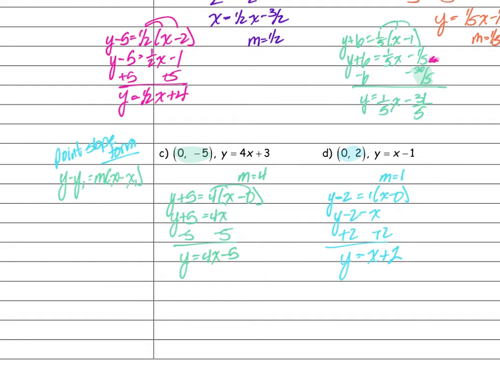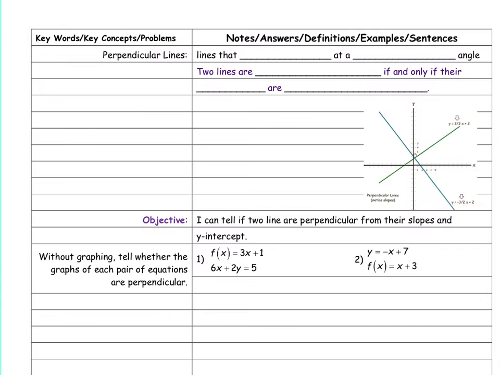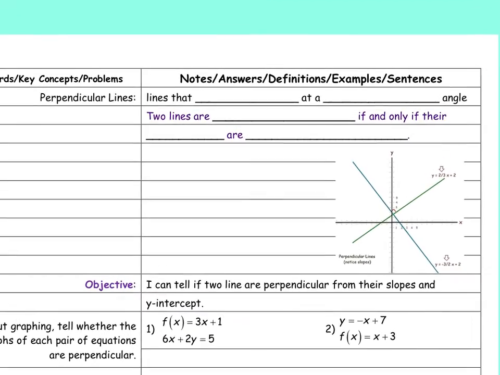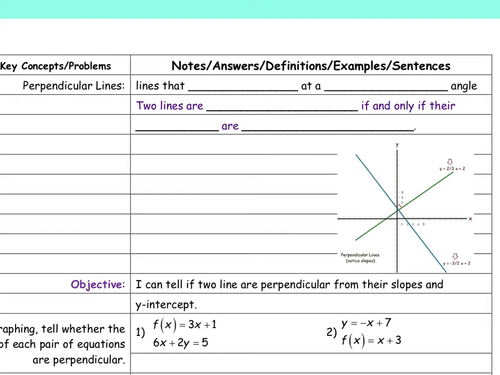Okay, you guys ready? So that's all of parallel. That's how we work it with parallel lines. Now we're going to go to perpendicular lines, and we're going to start out with vocabulary again. Lines that cross. So perpendicular lines are lines that cross at a 90-degree angle. Okay? Or a right angle, however you want to say it. I don't care.